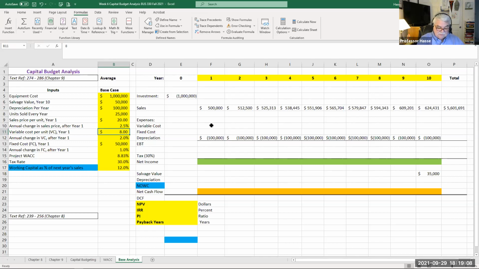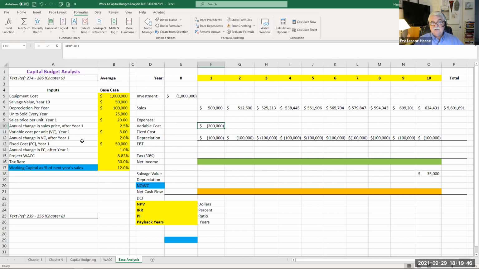So in year one, we take the 25,000 units we're producing and multiply it times the variable cost rate of $8, and we get $200,000 as our expenses. Oops, let's make that negative because it is an expense. So times negative B11. There it is. That's an expense. So it's 200,000 going out. That's our variable costs for year one.